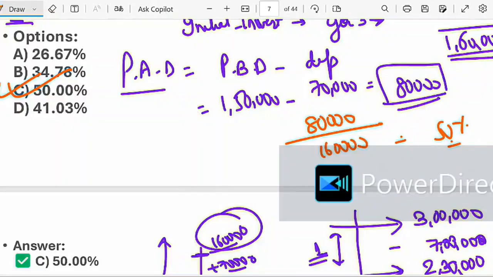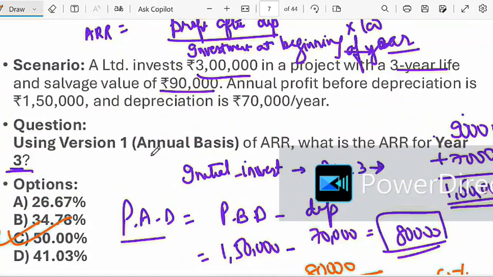How to go about finding the ARR? There are three versions. What we have discussed now is called the annual basis. I hope it is clear now. The correct answer is 50%. Just remember the formula, and you can answer it easily.